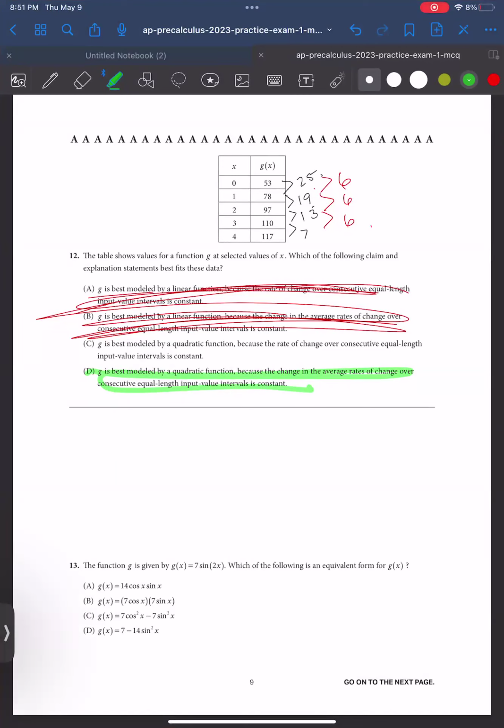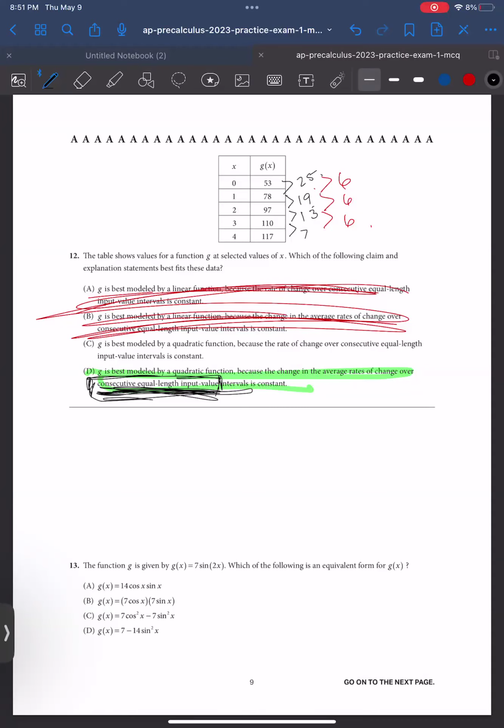Also, as a side note, this here is super important to memorize. Consecutive equal length input values. That right there. You should memorize that phrase. Very, very importante. That means super important. Okay, wait, can I have a second to write that down?